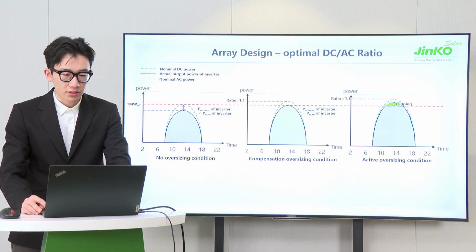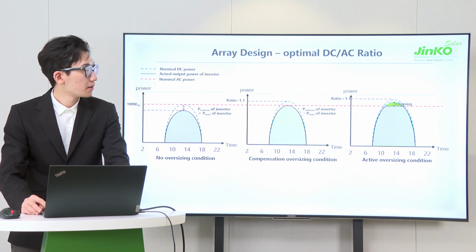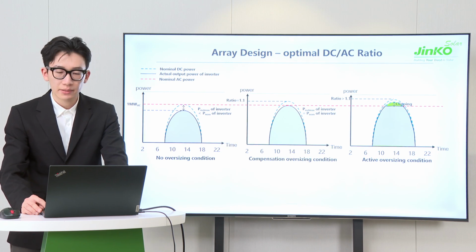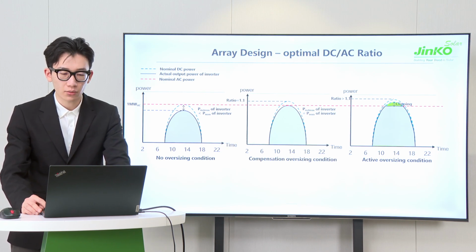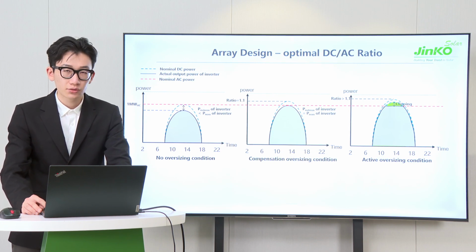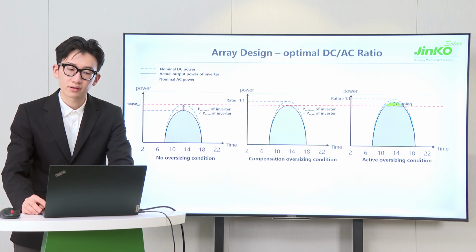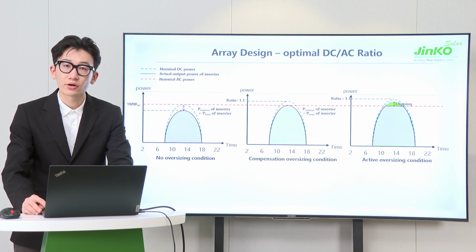And the last picture, under active oversizing condition, based on the principle of increasing the operating time of the inverter at full load, the DC to AC ratio should be oversized more than 1.1. Clipping, or I mean power limiting, happens when there is more DC power being transmitted into the inverter than it is rated for. Due to the occurrence of clipping, the system will lose some power generation. However, considering the comprehensive investment and output, levelized cost of energy will be optimized and reach the lowest level.